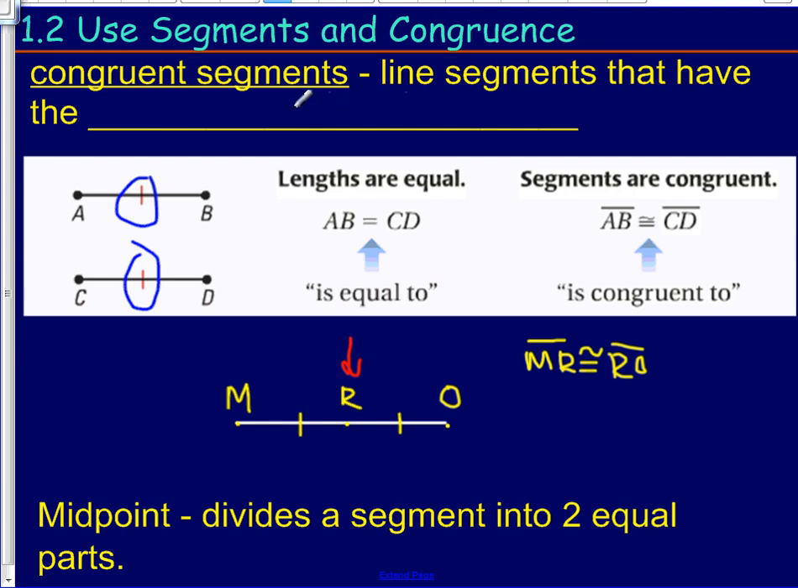So for example, I could ask you to find the length of RO. And I could say this is 2x plus 8. And I could say that this side is 3x minus 12.